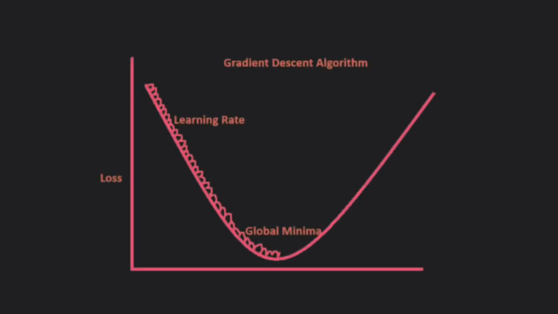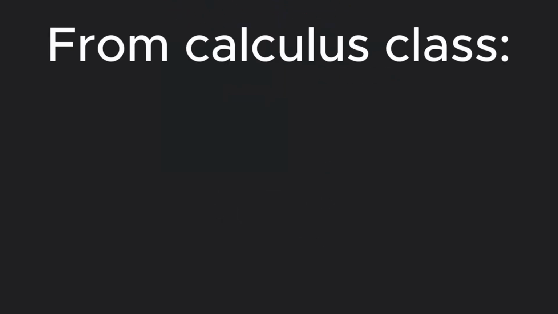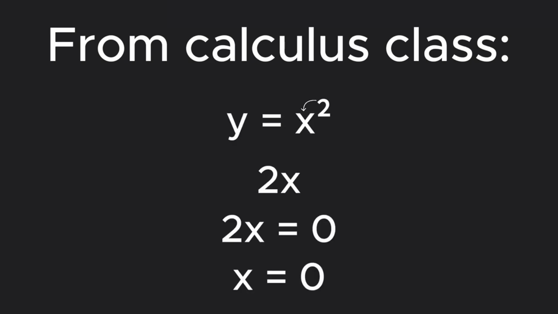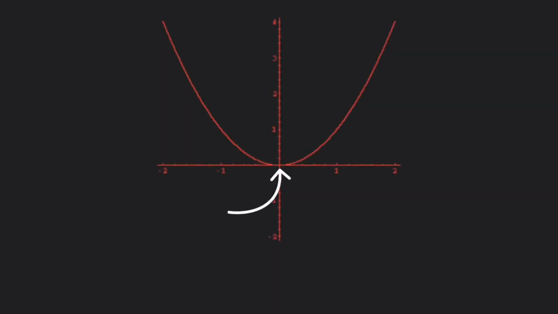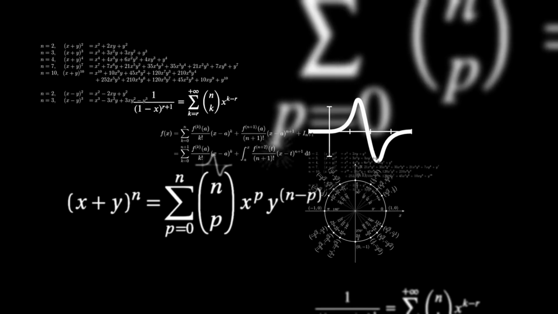Gradient descent is used to minimize a function. Here's a simple function, y equals x squared. In calculus, and don't worry if you don't remember this, you might have taken its derivative, 2x, set it equal to 0, and found x equals 0 is the minimum of the function. But for some functions, like the ones in machine learning models, it's just way too complicated to take the derivatives by hand. In some cases, it's even impossible. We need a different way to find the minimum.